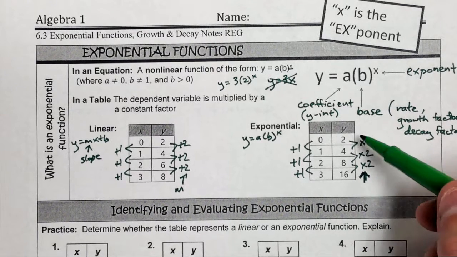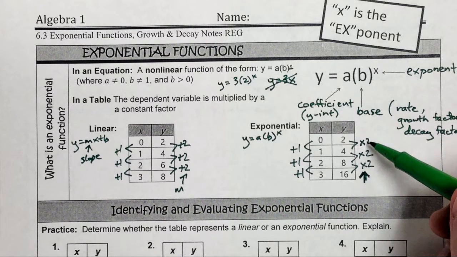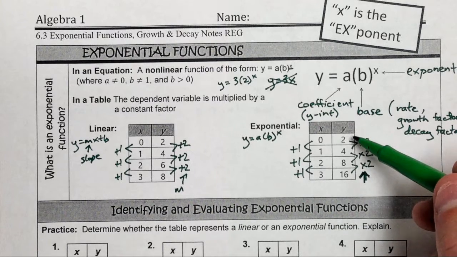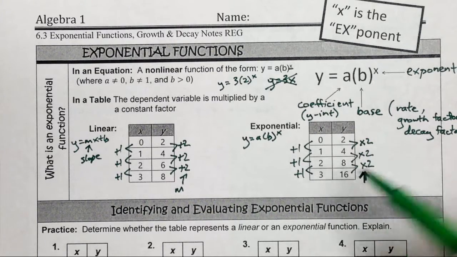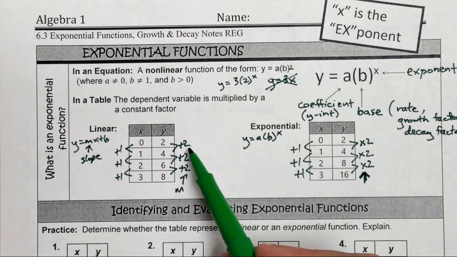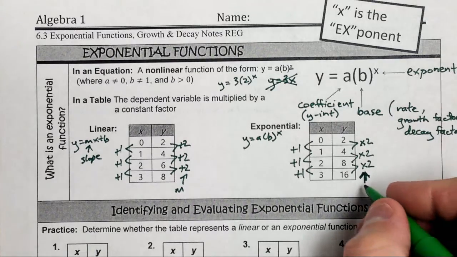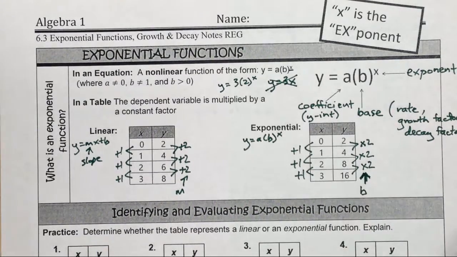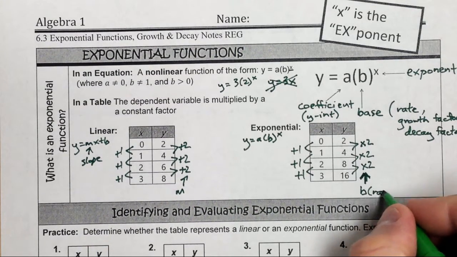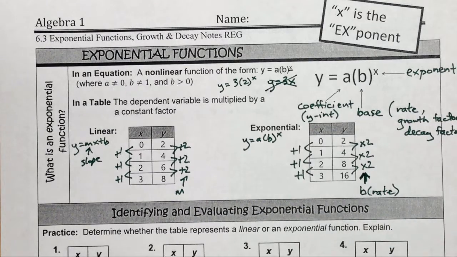Exponential functions, we multiply by a factor from the previous value of y to get the next value of y. Versus on a linear function, we're incrementing by adding or subtracting. Exponentially, we're going to be multiplying. So that's a dead giveaway. So this here would be my base or my rate. So just something to keep in mind.